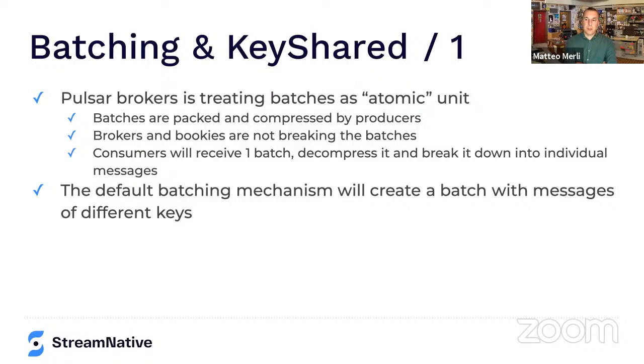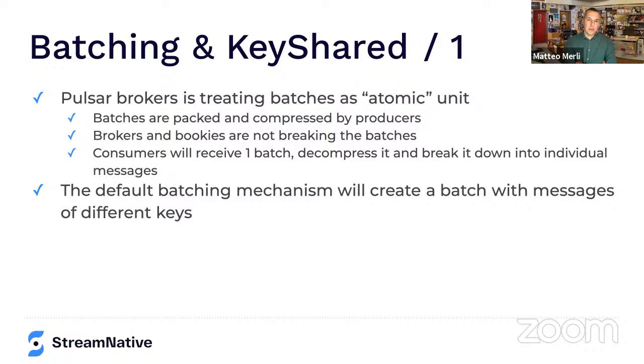But this goes a bit against KeyShared, because since the broker can only route a batch to one consumer, we cannot have a batch contain multiple different keys. The reason is that if you have keys A, B, and C, we can take a hash on key A, but that consumer will get messages that do not belong to it.